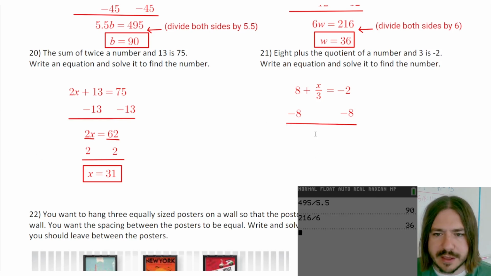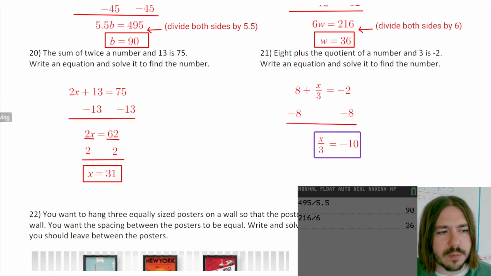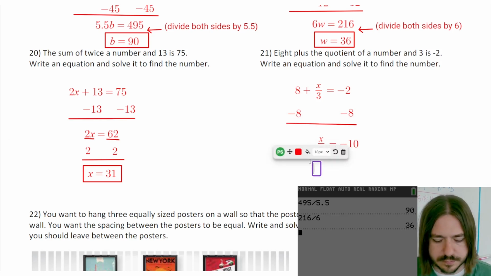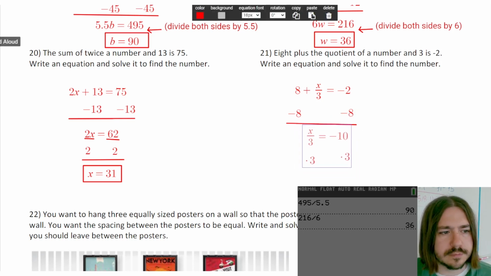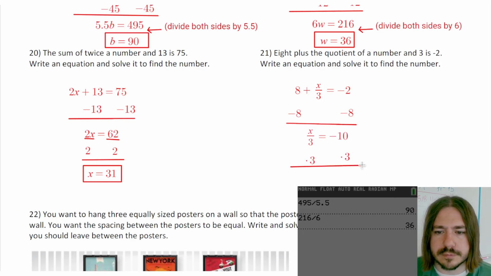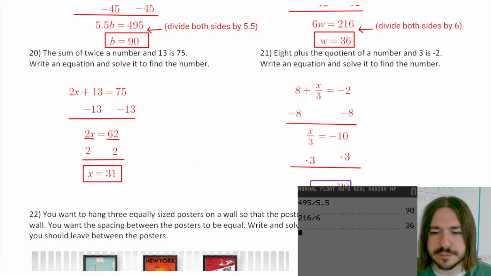And then we have x over 3 equals negative 10. Then we're going to multiply both sides by 3. That's going to cancel out with that divide by 3. And that'll leave us with x equals negative 30. And that's the number.